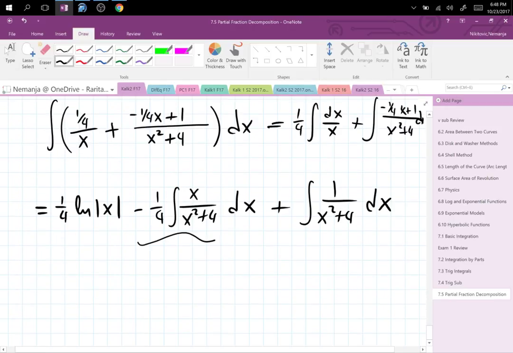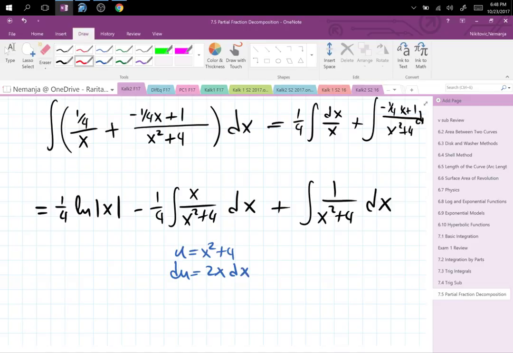So how do I solve the first integral? U sub, very good. U equals x squared plus 4, du equals 2x dx. I don't have the 2, so we'll put 2.5, and that will change some of the stuff around. And how about the second integral? It has a formula, it's basic, so which one is it?